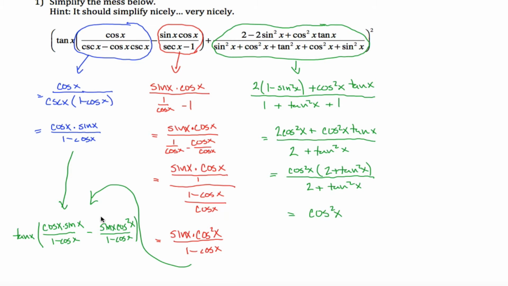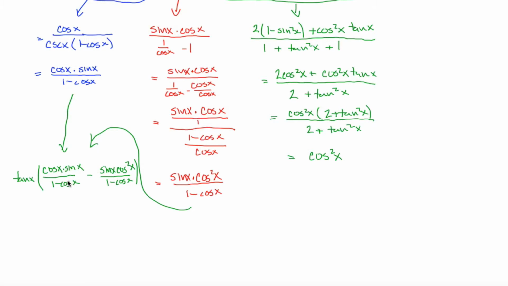Okay, I don't remember exactly where I left off, but it looks like I have down here created a common denominator, which is always advantageous. Because now I can subtract these two rational expressions, fractions, you can think about them like that, because they have the same denominator. So what I can say is that I have the tangent of x times, and then instead of this divided by this minus this divided by this, I could say this minus this divided by this. In other words, the cosine of x times the sine of x minus the sine of x times cosine squared x divided by 1 minus cosine of x.